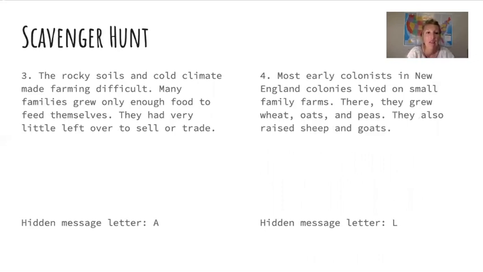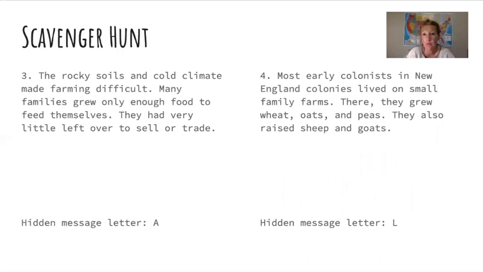Number 3, the rocky soils and cold climate made farming difficult. Many families grew only enough food to feed themselves. They had very little left over to sell or trade. Hidden message letter A. If you need to pause while I'm doing this, that's fine. You can pause me and then come back.